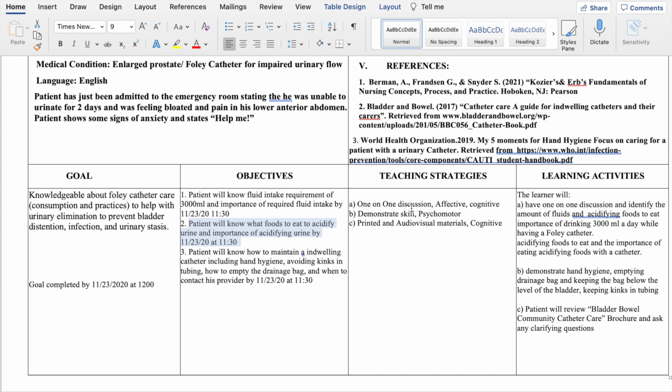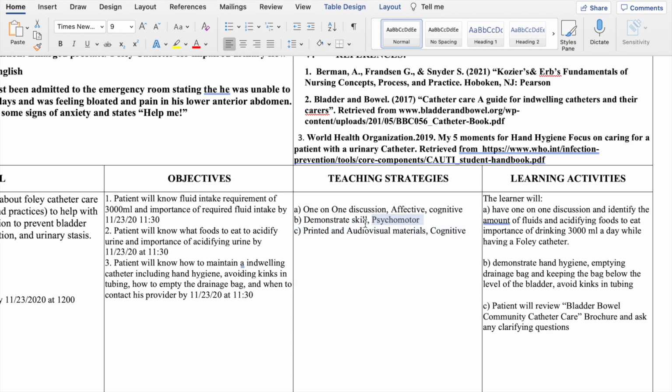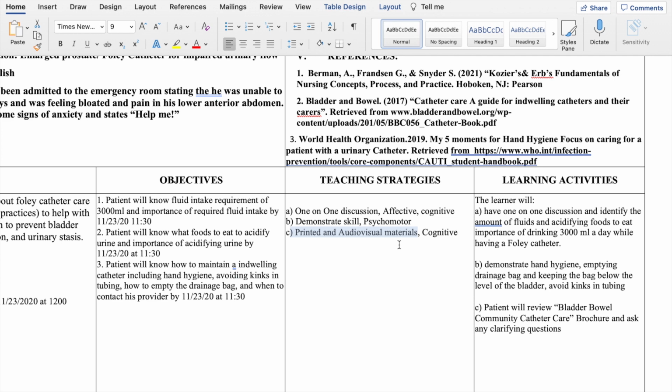And then for teaching strategies, this is what I was talking about before. You have to include a teaching strategy along with the domain that it uses. So the first one I have is one-on-one discussion, and it affects the affective and the cognitive domains. Next, I have demonstrate skill, which affects the psychomotor domain. And then I have printed and audio-visual materials, which affects the cognitive domain.